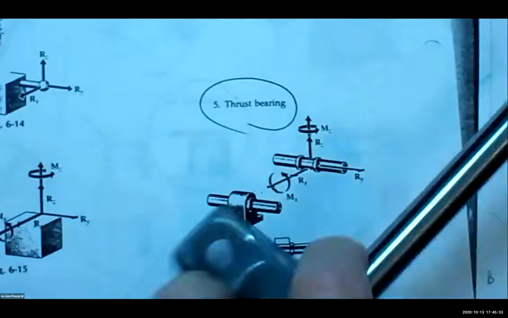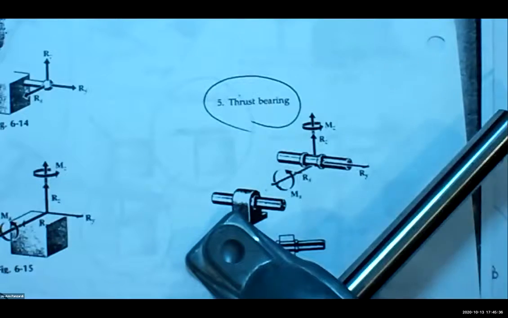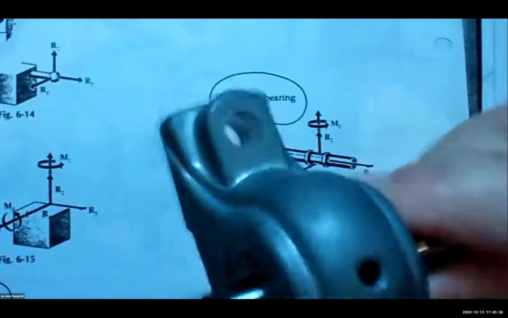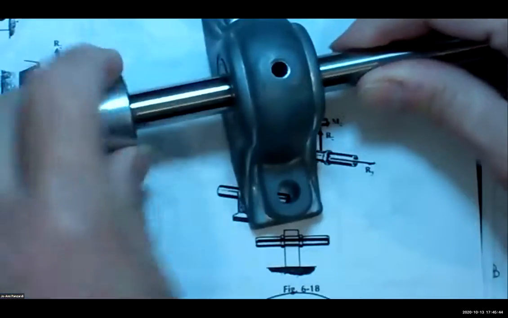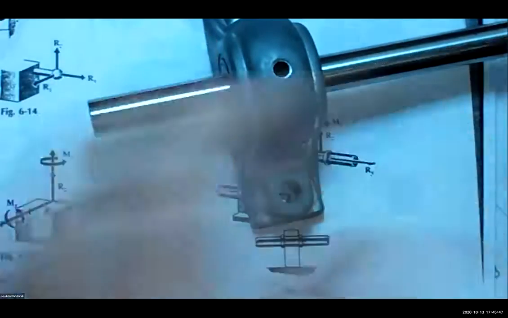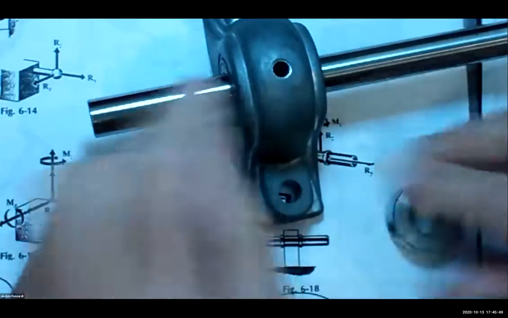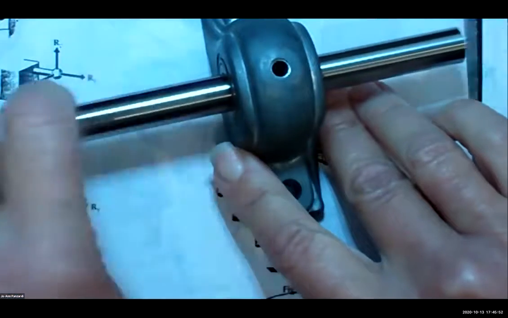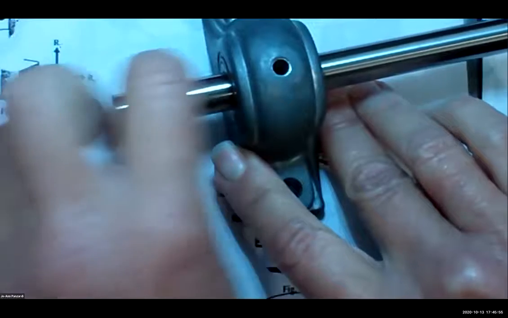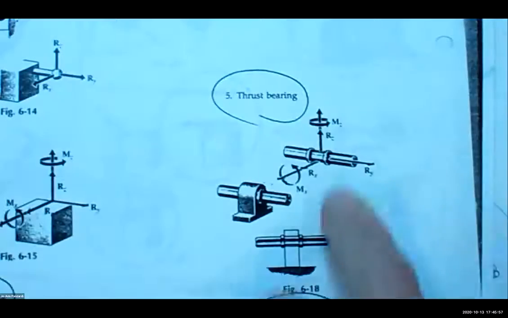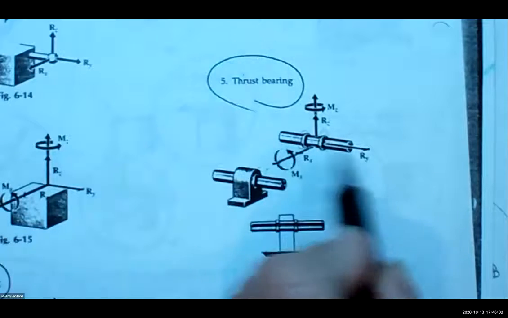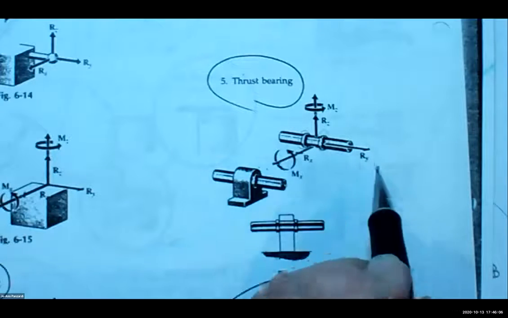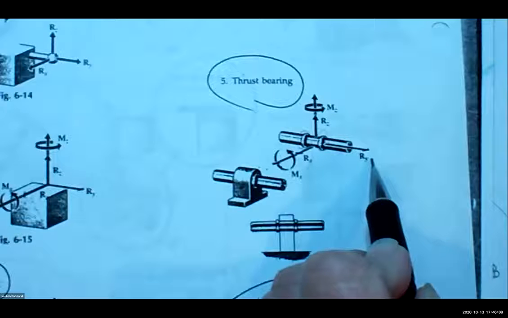A thrust bearing is a journal bearing with collars on it that you could tighten. So it has a collar that I slip on here, and I slip it on here, and I tighten the collar so that this cannot slide anymore. So the difference between the journal bearing and the thrust bearing is the thrust bearing has these two pieces here that prevent movement in this direction, so there's an extra reaction at the support.